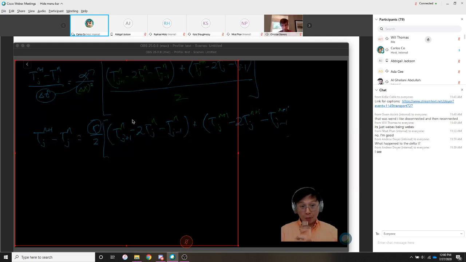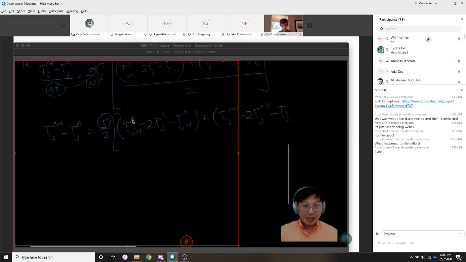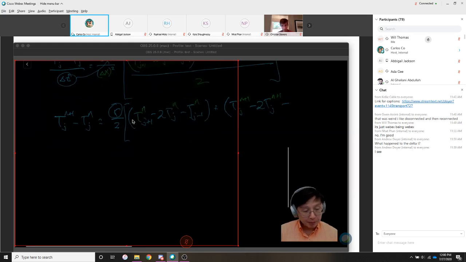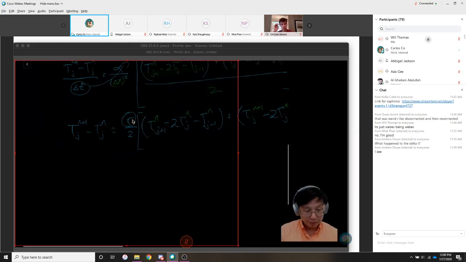So let's collect our algebraic terms together and isolate all terms with n plus 1 on one side and all terms with just n on the other side. Let's see how this would look. On this side, let's see what's going to happen here.